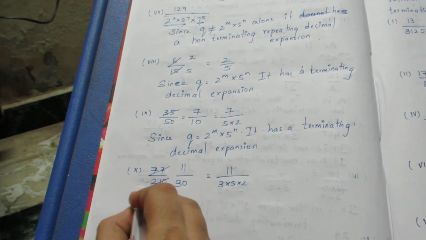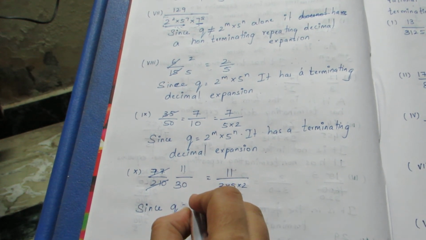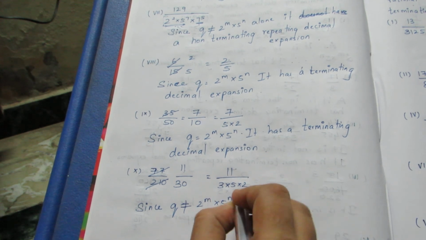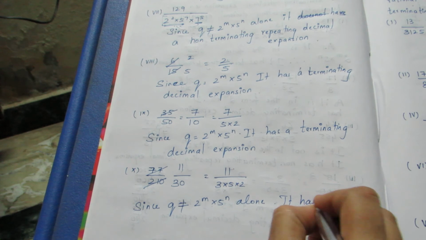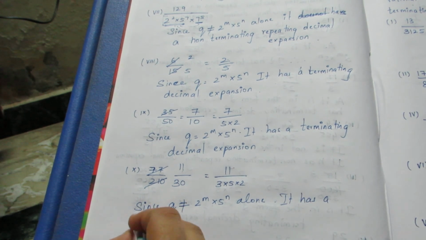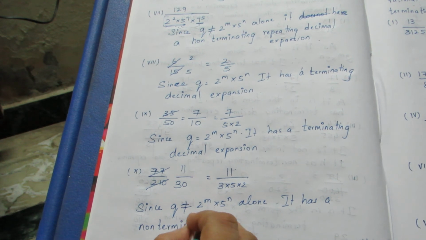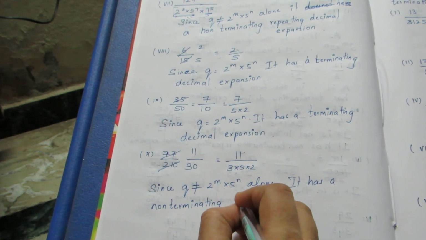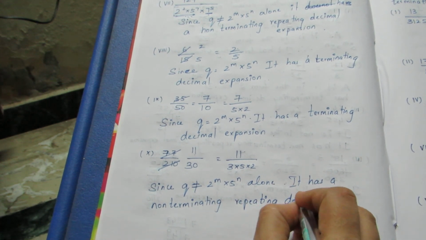So we can write this to be, since q is not equal to 2 power m into 5 power n alone, it has a non-terminating repeating decimal expansion.